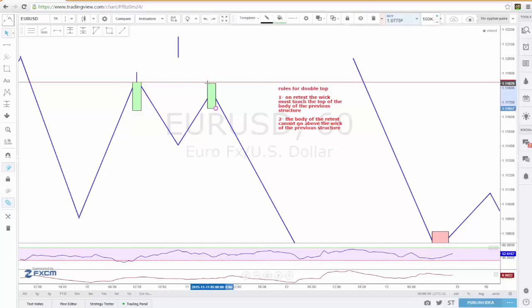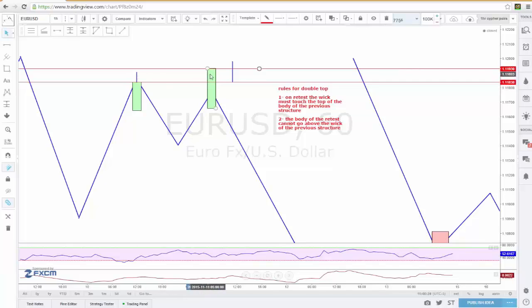Now, our second rule for the double top is the body of the retest, the body of this candle, the top of the body, cannot go above the wick of the previous structure. Here's the wick of the previous structure. An example of this would be if the candle came up and closed up here above the wick of the previous structure. This is not a double top, considering my rules. This, to me, means trend continuation, which would tell me that the market intends to go higher, which gives me absolutely no reason to want to sell this market. So I hope those rules make sense. They are the same for a double bottom.